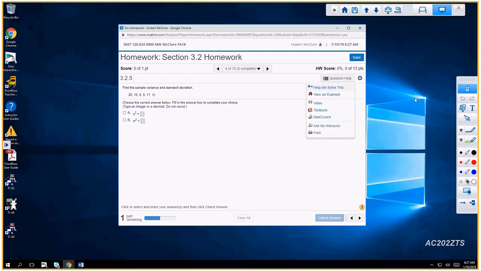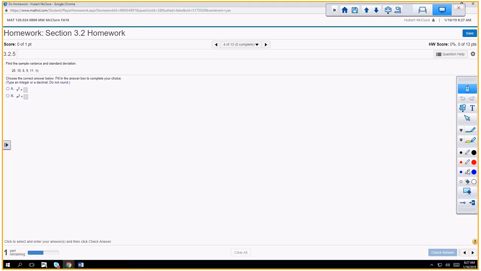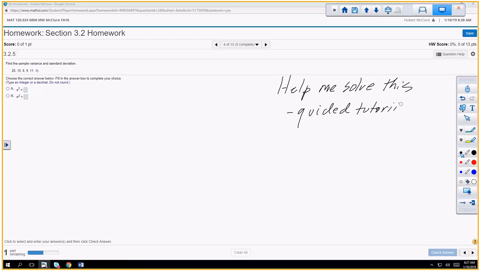So you got help me solve this. Help me solve this is kind of like a guided tutorial. What is a guided tutorial? You ever been to a tutor and you give them a problem and they ask you 15 questions while you're doing the problem? You ever had one do that? Well, that's what a guided tutorial is. Okay? Help me solve this is a guided tutorial. A guided tutorial asks questions while you're doing it.